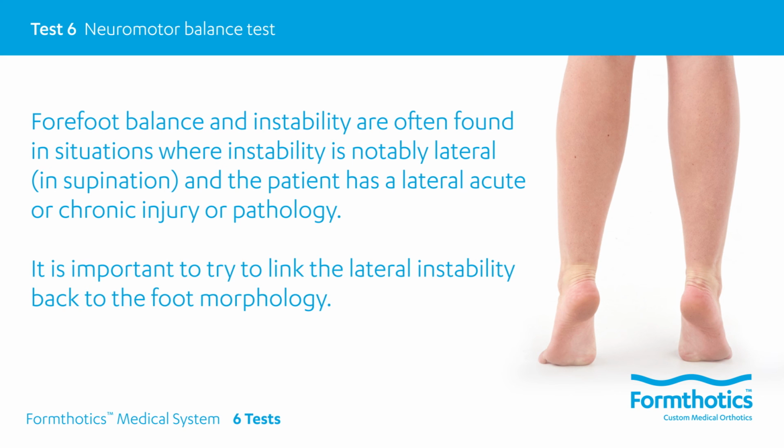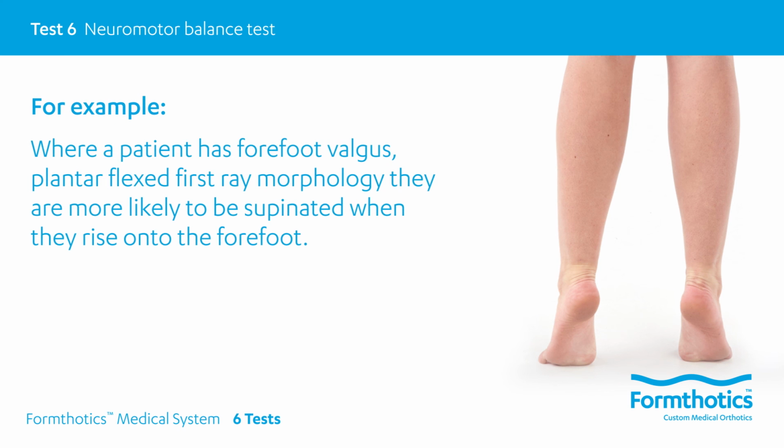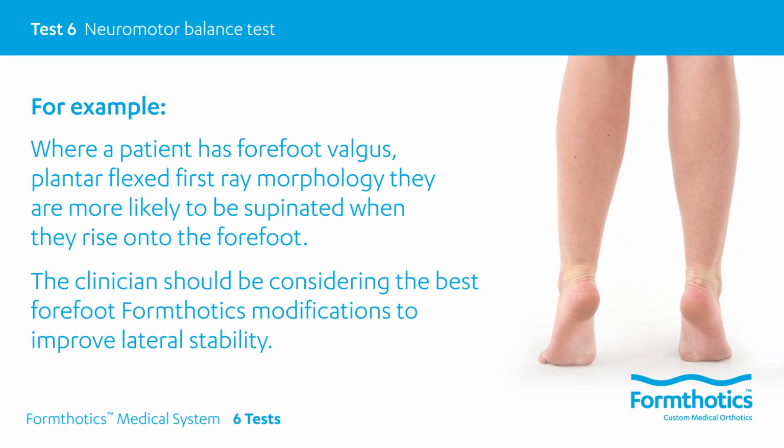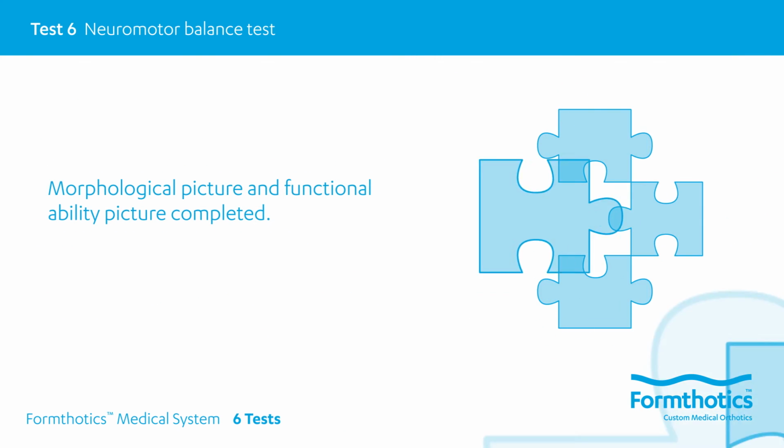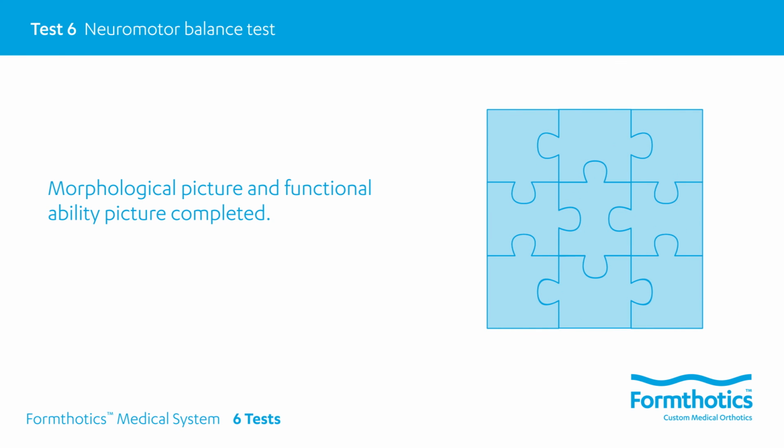It is important to try to link the lateral instability back to the foot morphology. For example, where a patient has a forefoot valgus, plantar flexed first ray morphology, they are more likely to be very supinated when they rise on the forefoot, as the foot will have a tendency to fall along the morphological valgus of the forefoot. Should this situation arise, the clinician should be considering the best forefoot Formthotics modifications to improve lateral stability. The clinical jigsaw puzzle now has a morphological picture and a functional ability picture. This now needs to be completed dynamically with thorough gait analysis.